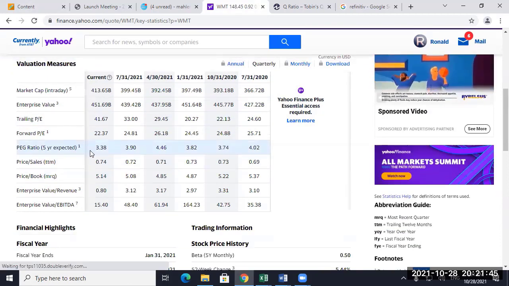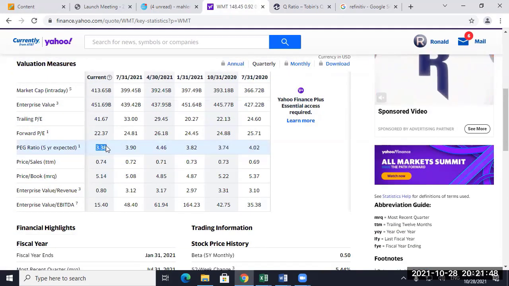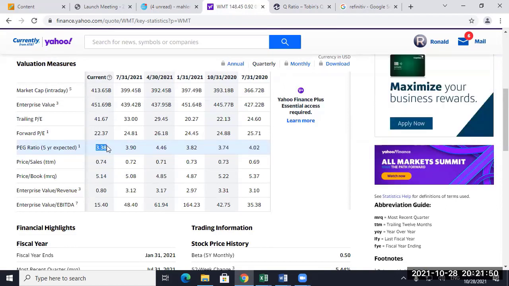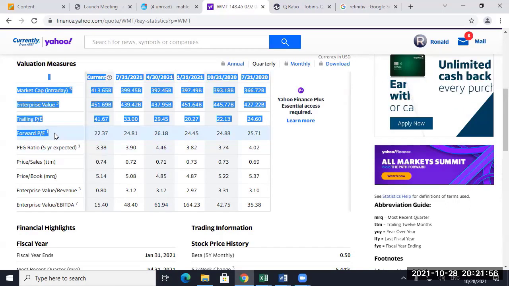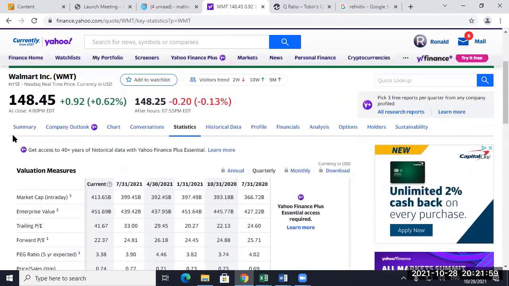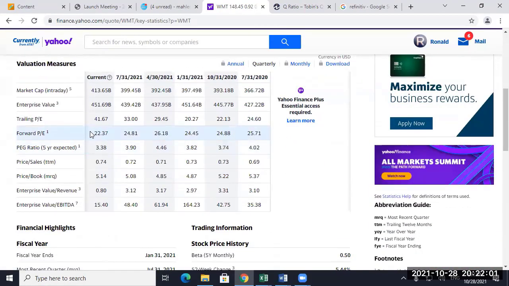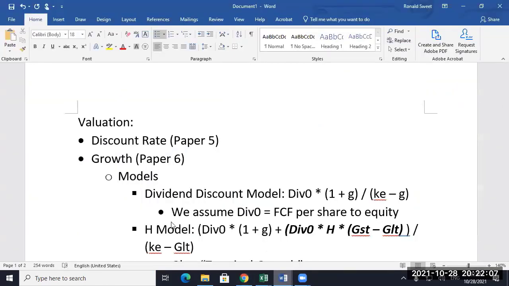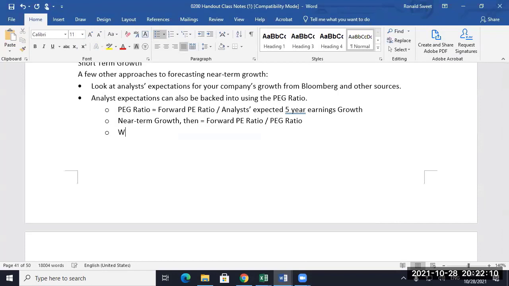All right, so you take their PE ratio and divide it by the expected growth, you get 3.38. Now, which PE ratio is this? It's the forward PE ratio, all right? Not the trailing, but the forward. So we've got a forward PE of 22.37 and a PEG, whatever it was, that's a pretty high PEG for a Walmart, 3.38.